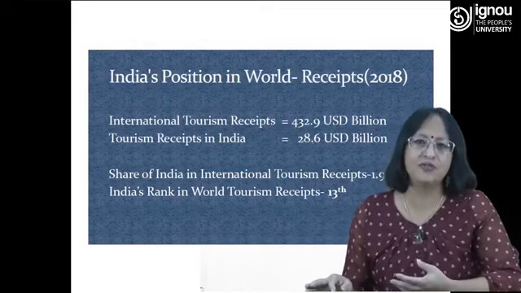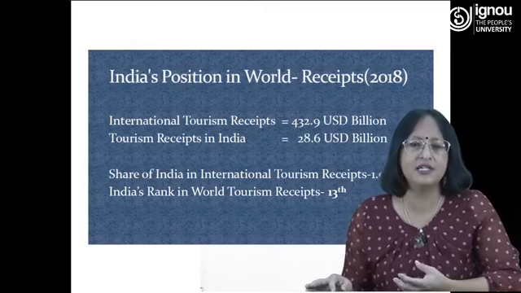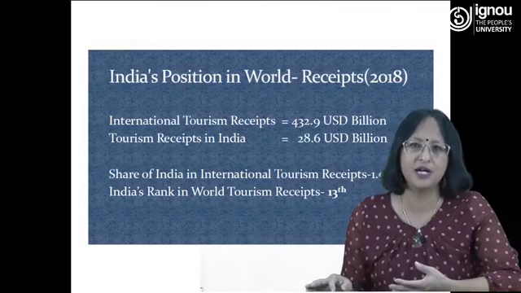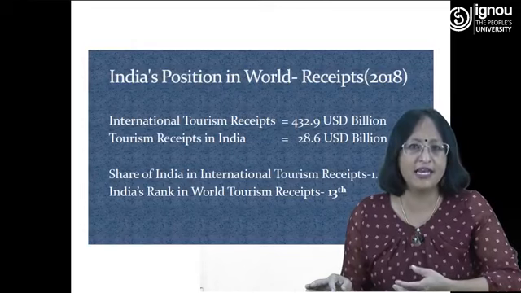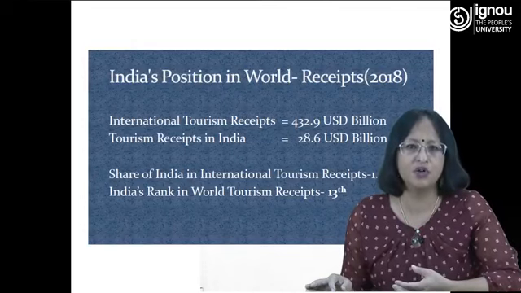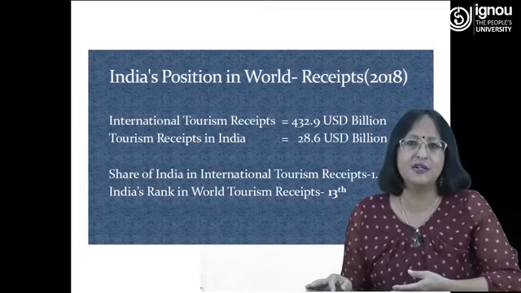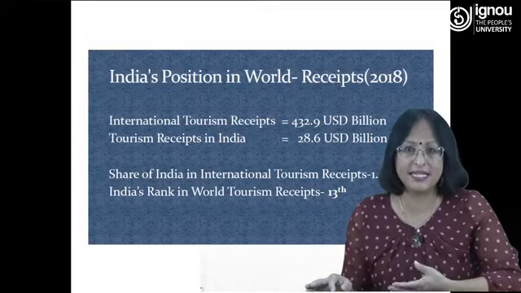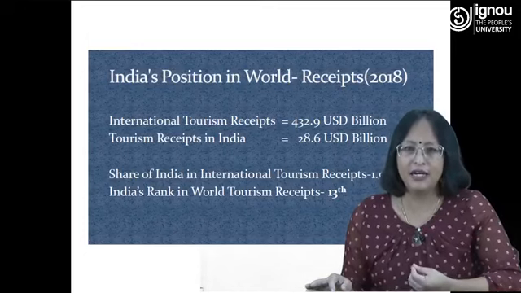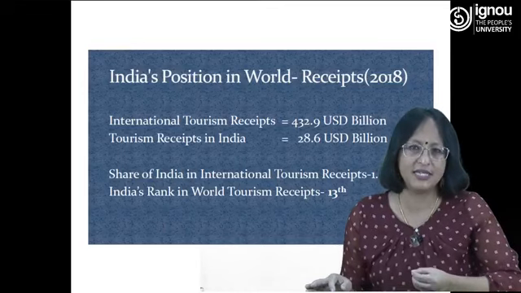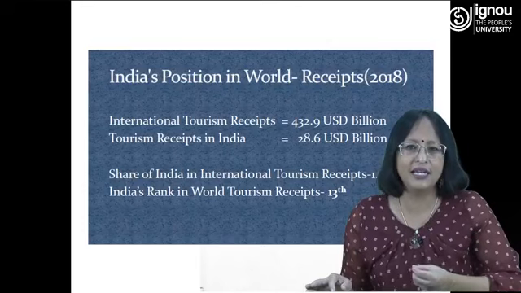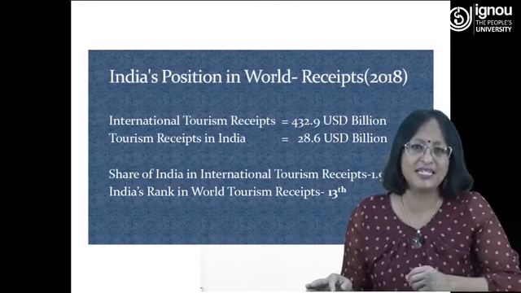Now let's go to the receipts and see how it is. Indian international tourism receipt in 2018 worldwide was 432.9 billion US dollars, whereas the receipt in India was $28.6 billion. Now when you look at this, the share is 1.97%, and India's rank in the world tourism receipts is 13th.